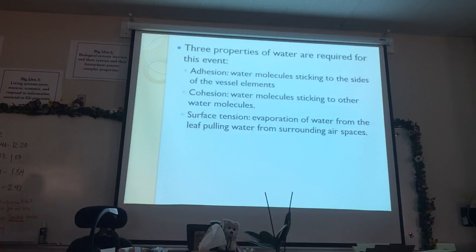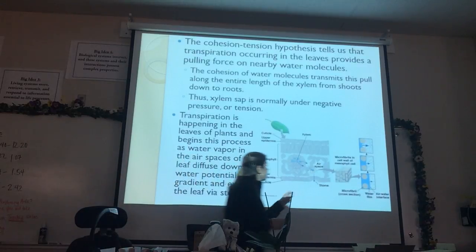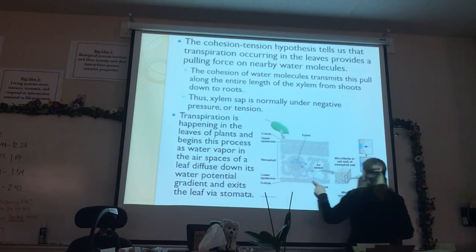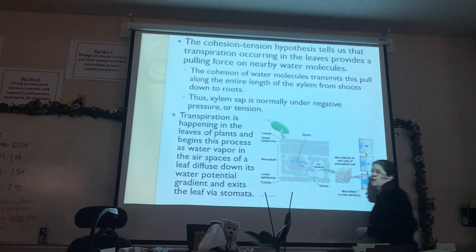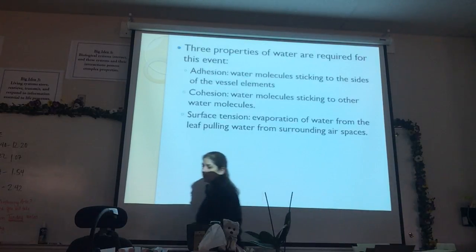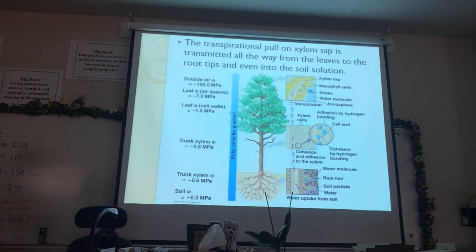And the surface tension is just indicating that as the water evaporates from here, it's literally going to pull water molecules off of the surface of the water that is surrounding the cells within the leaf. So this is what we end up with. The transpirational pull on that xylem sap is transmitted all the way from the leaves up at the top to the root tips and even all the way down into the soil solution. This seems like it should be defying gravity, and in a certain extent it is.